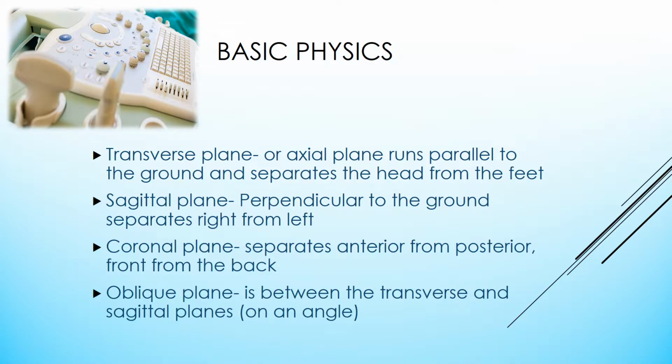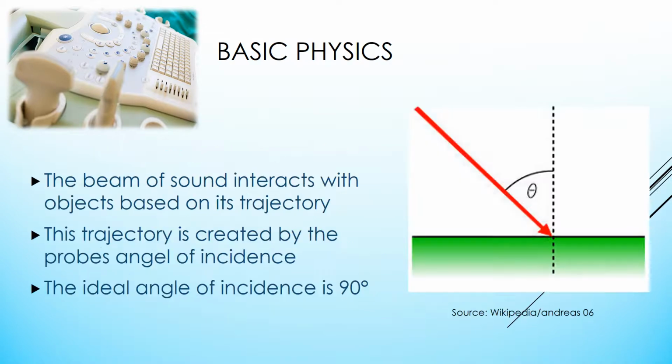Basic physics. The transverse plane, or the axial plane, runs parallel to the ground and separates the head from the feet. The sagittal plane is perpendicular to the ground and separates right from left. The coronal plane separates anterior from posterior, front from the back. The oblique plane is in between the transverse and sagittal plane on an angle.